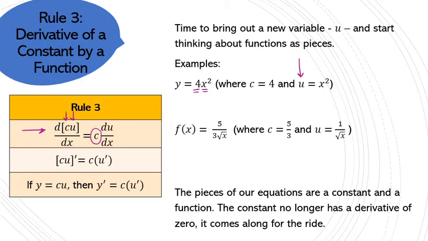The constant doesn't change. It doesn't become 0. We just take it along for the ride. So we have the constant, and it's multiplied by the derivative of the function, which in this case will be 4x squared. So let's do these ones.